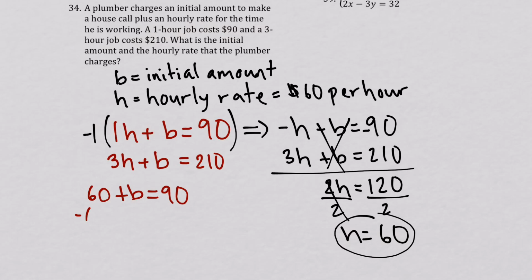Subtract 60 here, and I get B equals 30. And there you have it. The initial amount is $30.